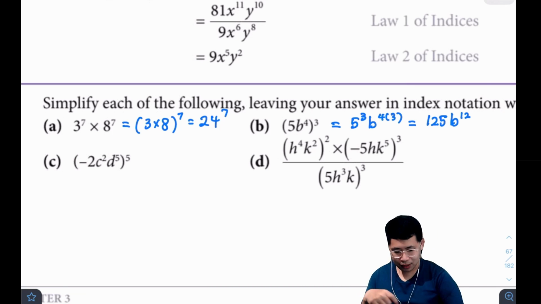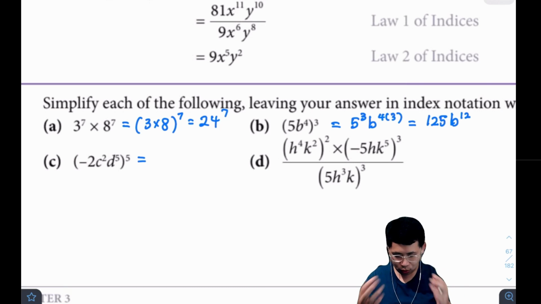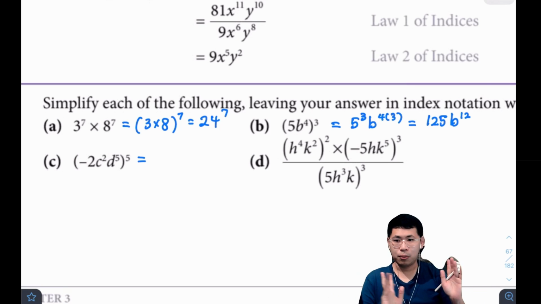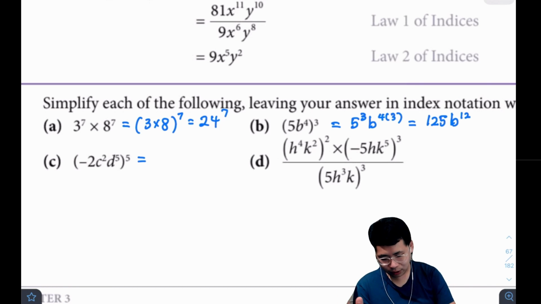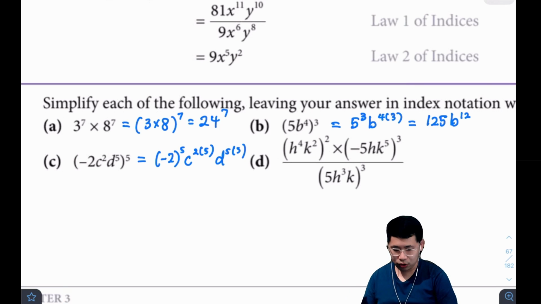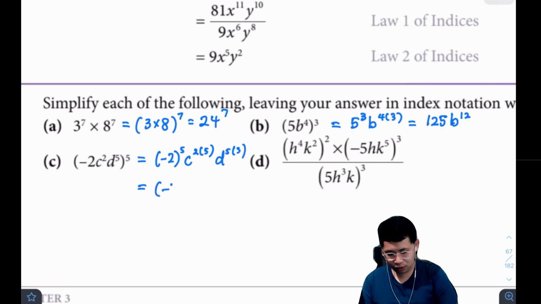Okay, part C. We have (negative 2 c squared d to the power of 5), the whole thing raised to the power of 5. So we are going to take them out one by one. Let's take a look at the first one. We have our negative 2, we do the negative together, so negative 2 raised to the power of 5. We have c squared to the power of 5, and d to the power of 5 times 5. Of course, you can do the next step straight away, but let's do this together. So we have negative 2 to the power of 5, c to the power of 10, and d to the power of 25.